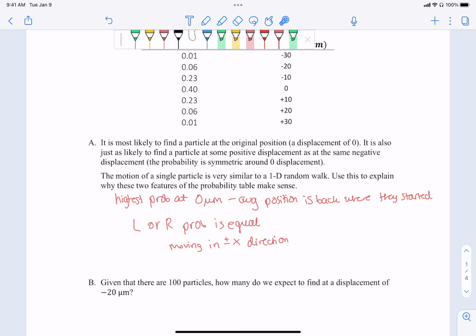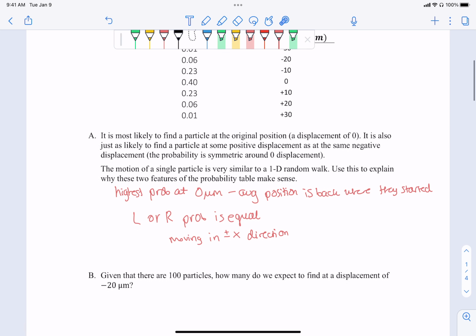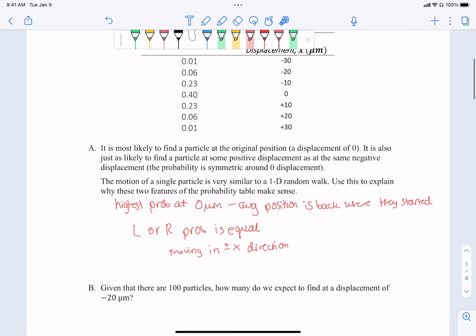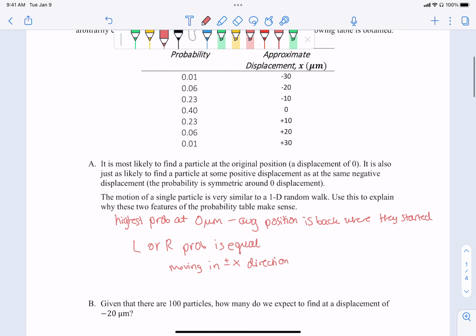So average final position is 0, and then left or right probabilities are equal, because it's kind of like flipping a coin, right? Heads or tails are equal. Processes are independent. So the fact that these values are mirrored is another characteristic of a 1D random walk.